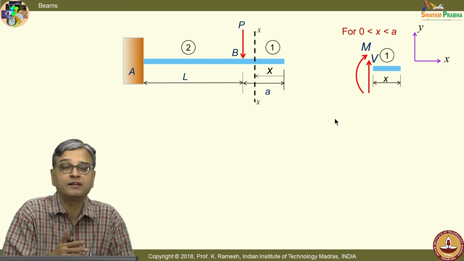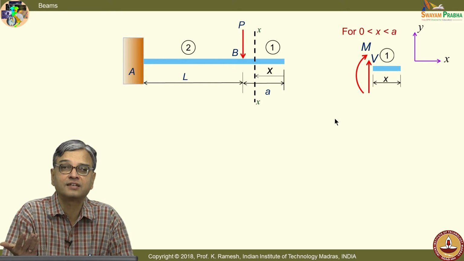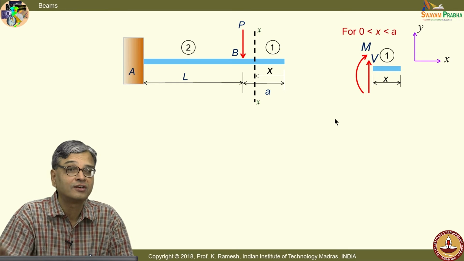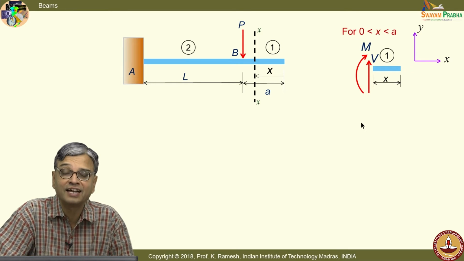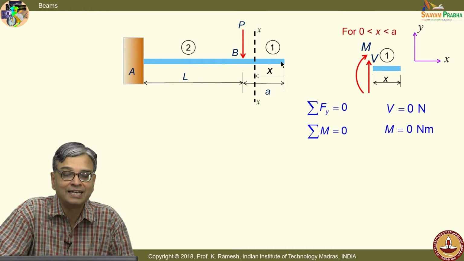Even before solving, what would I get for the shear force and bending moment? There is no force existing, so I would get 0. 0 is also a valid answer. Sigma Fi equal to 0 gives me B equal to 0, and sigma M equal to 0 also gives M as 0 in this section of the beam.